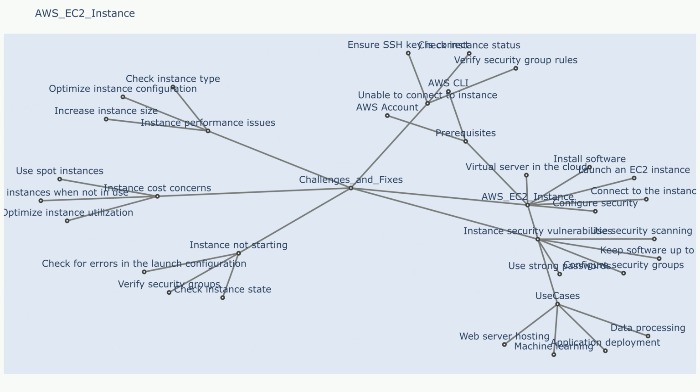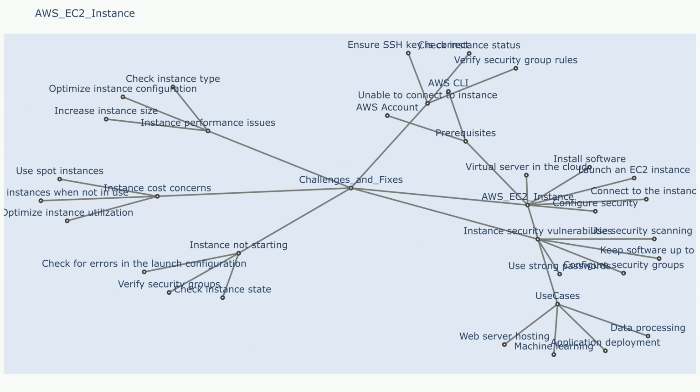Instance cost concerns. Use spot instances. Spot instances are a cost-effective option for non-critical workloads that can tolerate interruptions. Optimize instance utilization. Ensure that your instances are only running when needed and that they are properly sized for your workloads. Shut down instances when not in use. Stop or terminate instances when they are not in use to reduce costs.